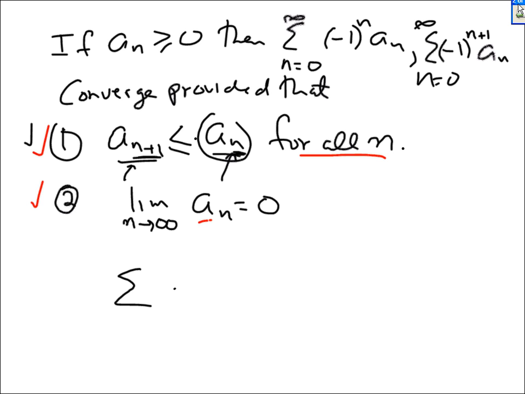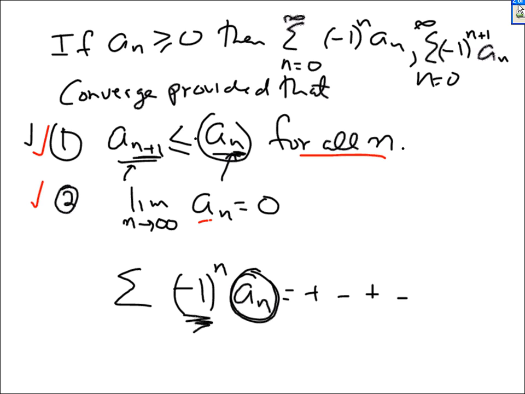Now, I want to be very clear about something. I said very clearly the summation of -1 to the n, or n plus 1, or n minus 1, that doesn't matter, times a sub n. And I said that these values are positive. The a sub n's are positive. So then why do I say the signs are alternating? Because I'm multiplying the positive values, a sub n's, sometimes by positive and then sometimes by negative. First positive, then negative, then positive, then negative, or it could have been negative and then positive. That's what's making it alternate.